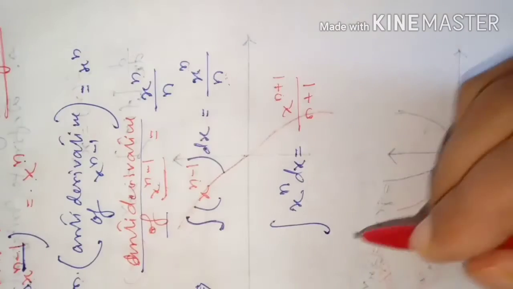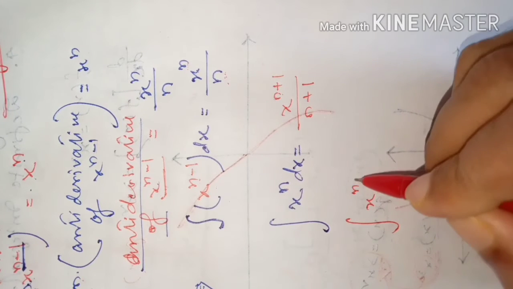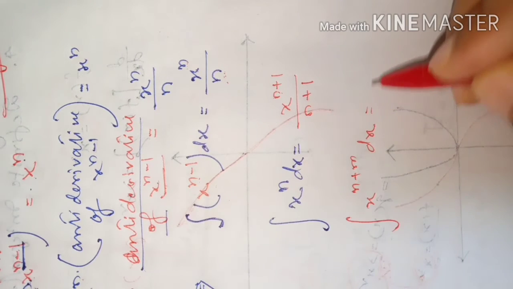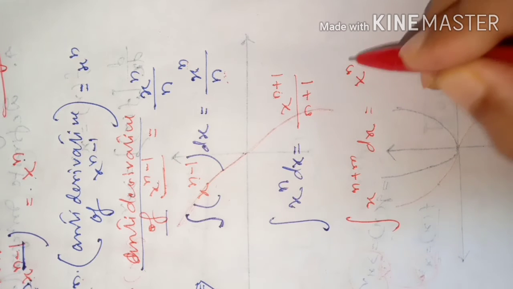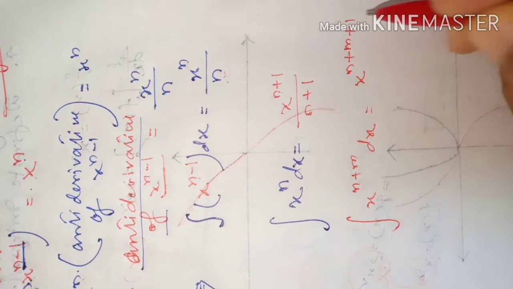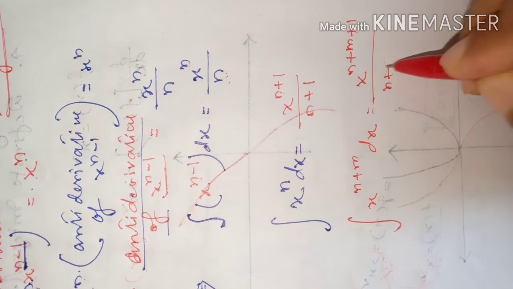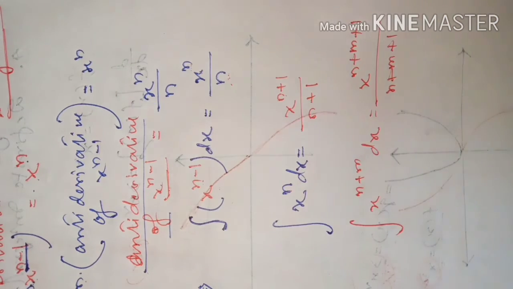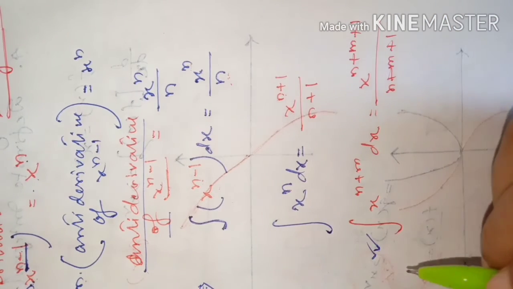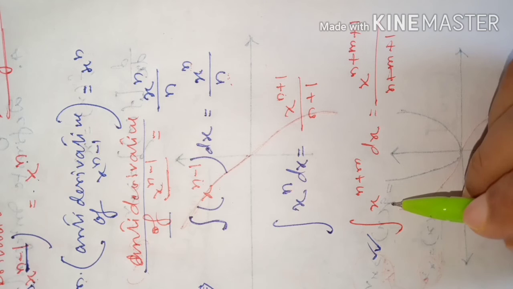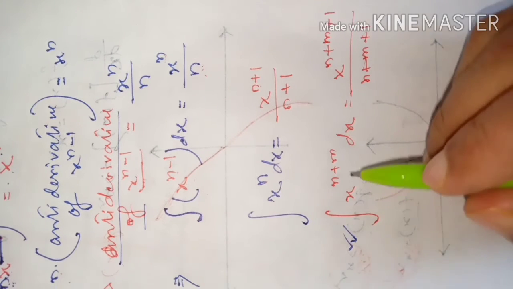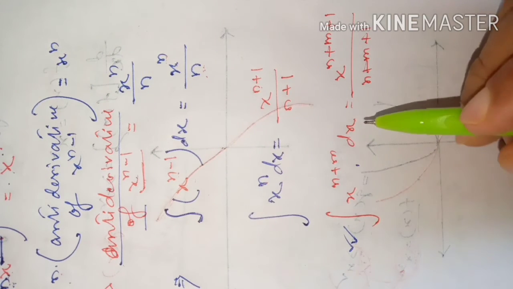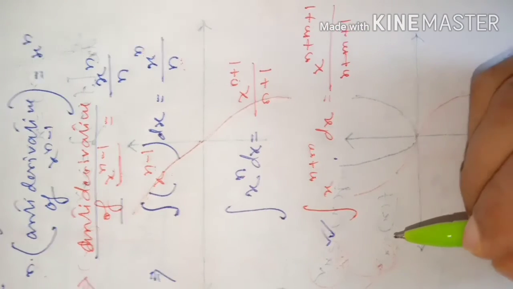That is, if I write x to the power of n plus m, dx, then it will be equal to x to the power of n plus m plus 1 divided by n plus m plus 1. So there is no fixed formula for this one antiderivative, but antiderivative formulae you will know. If you want to form formulae, then you can form them yourself if you know the derivative of the functions.